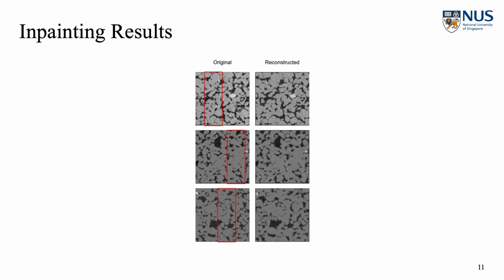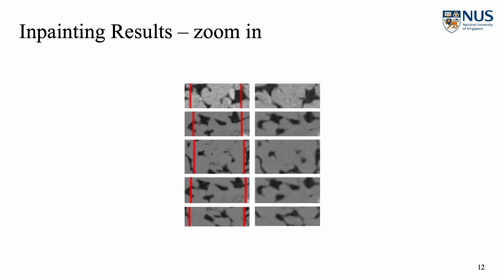Here are the inpainting results for some testing examples. Values within the red frames of the original images are masked with zeros. The reconstructed images are shown next to the original ones. Overall, most of the structural information is generated successfully after inpainting. Let's zoom in for some finer details.